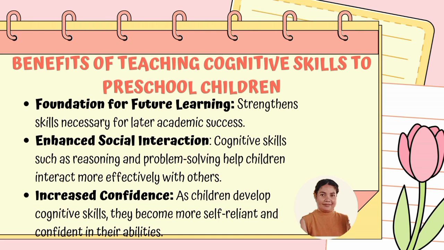Next is enhanced social interaction. Cognitive skills such as reasoning and problem solving help children interact more effectively with others. They enhance social interaction by helping children understand, communicate effectively, and resolve conflicts. These skills enable children to work together, share, and cooperate in group activities.